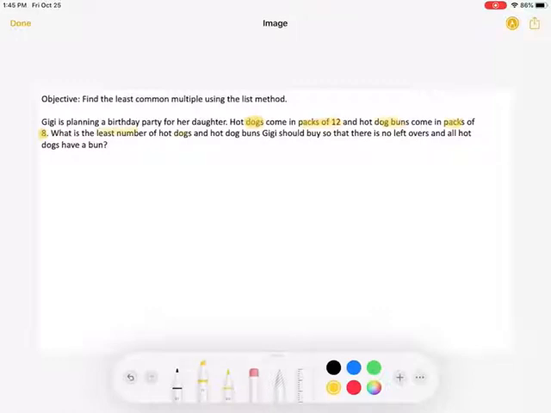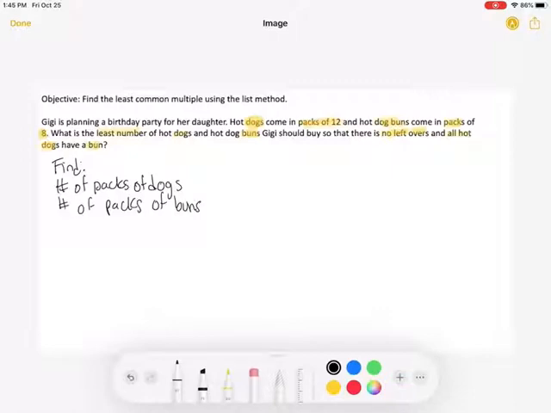So least number of dogs and buns is what we're trying to find. And we don't want any leftover. And all hot dogs have a bun. So let's quickly do our find and know. So we're trying to find number of packs of dogs, number of packs of buns.